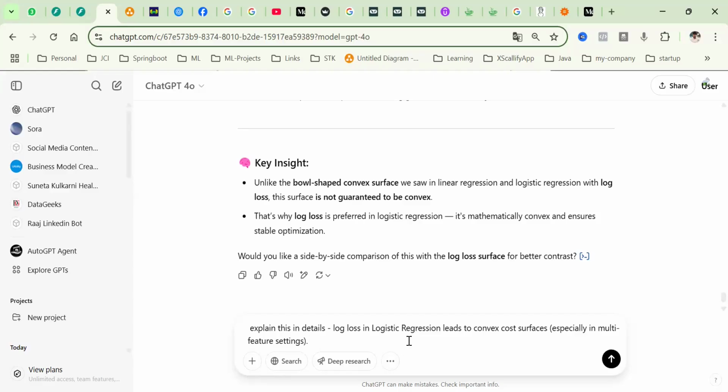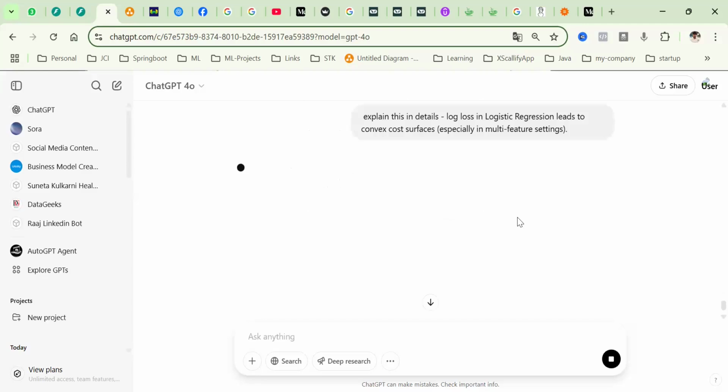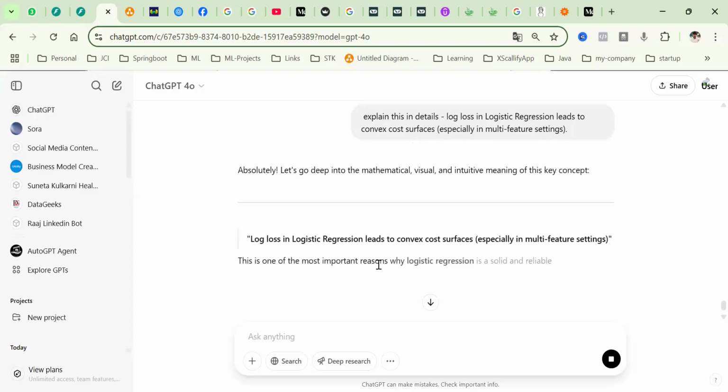I'm asking the same thing here: give me the detail on this. Let's suppose I'm applying log loss in logistic regression. Then give the full detail. Log loss in logistic regression leads to a convex cost surface.